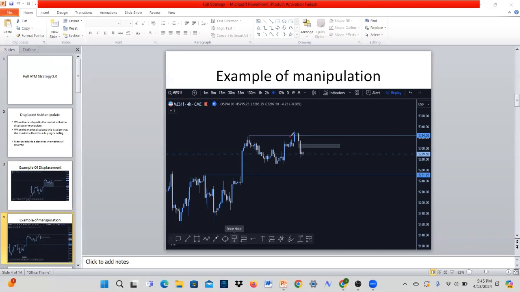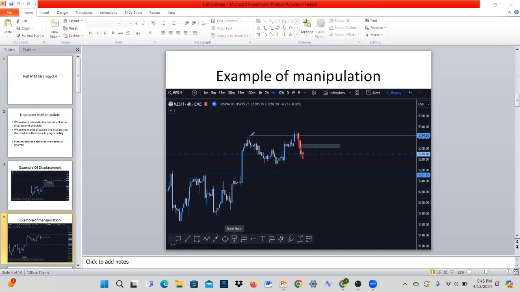we're failing to close above this area, this liquidity area. We're failing to close above. We keep wicking above, manipulating price, stopping out people who were in, let's say, sell orders. We're stopping them out. So whenever you see price manipulating at a key liquidity area, just know that price will tend to reverse.